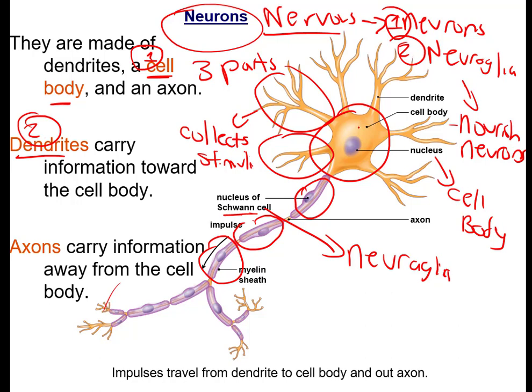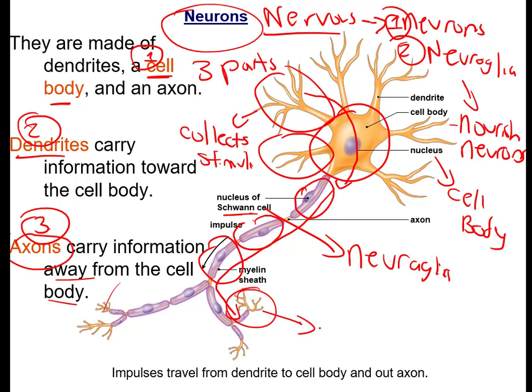The impulse travels from the dendrite through the cell body, and then it enters the third part of the neuron, which is the axon. The axon carries that signal through the long part of the neuron here to the end. Okay, so the axon carries that stimulus away from the cell body, and maybe then to either another neuron or maybe to a muscle. And we're going to talk more about the neurons when we talk about the nervous system.